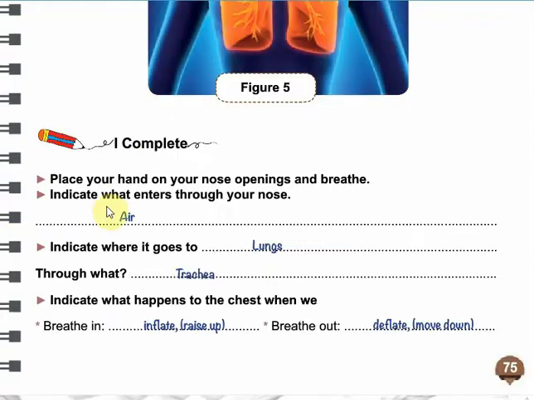So we can say that air enters our body from the nose and it goes to the lungs. لوين بيوصل الاير to the lungs of course, through what؟ يعني من خلال شو؟ مين التاكسي اللي راح يوصل الاير على اللونجز؟ هو التراكيا. So we can say that when we breathe in, the lungs inflate and the chest صدر raises up. Okay, راح يعلى. When we breathe out, lungs deflate and the chest moves down.